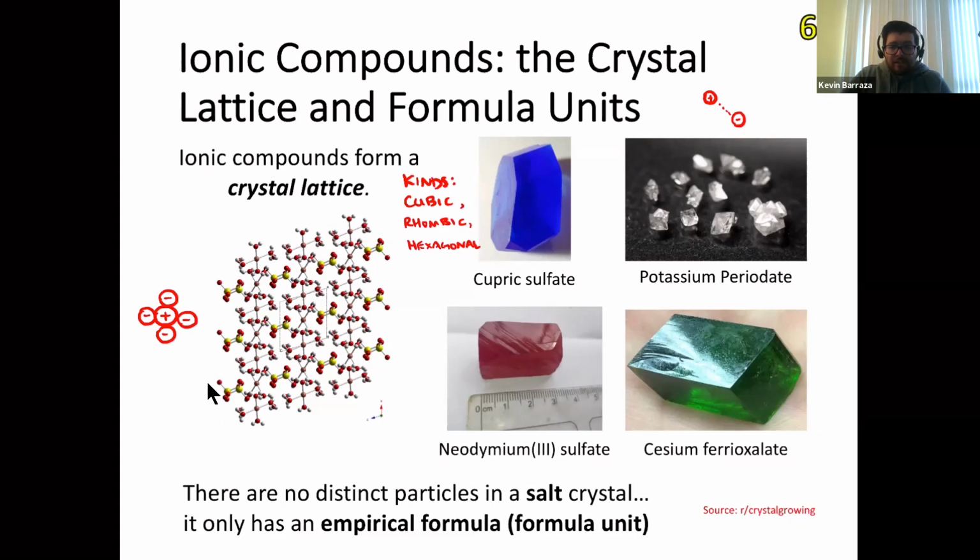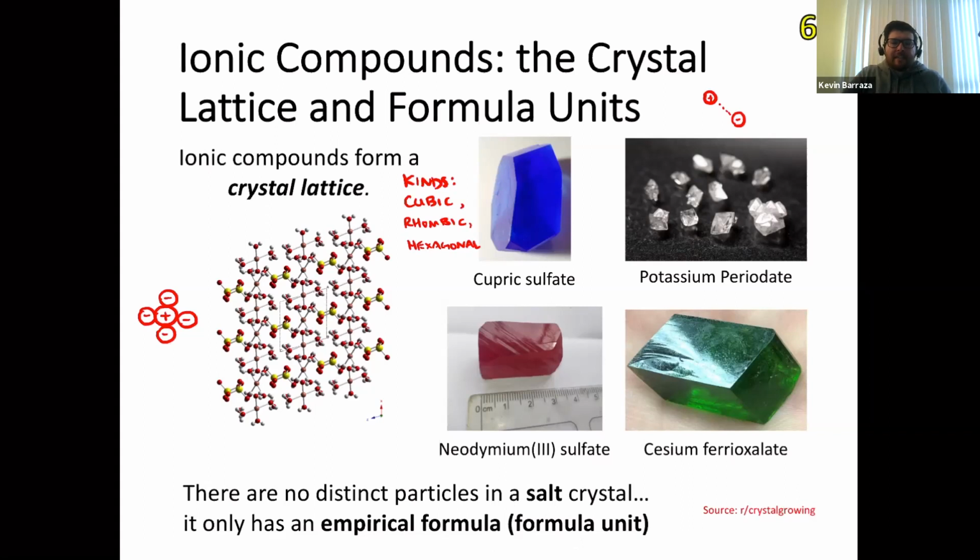Because from all directions, they look the same. So there are no distinct particles in a salt crystal. It only has what we call an empirical formula, or what we call a formula unit. Formula unit is just a synonym, it means the same as empirical formula. It's just used for ionic compounds. They mean the same thing.